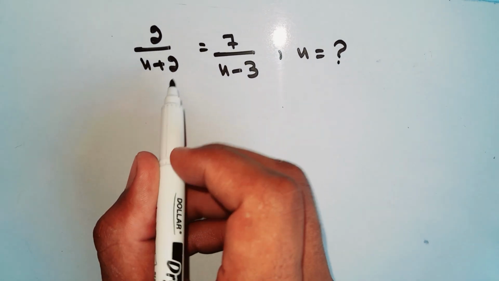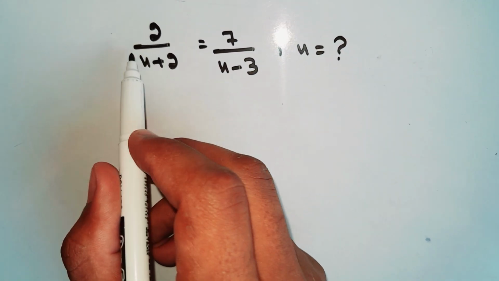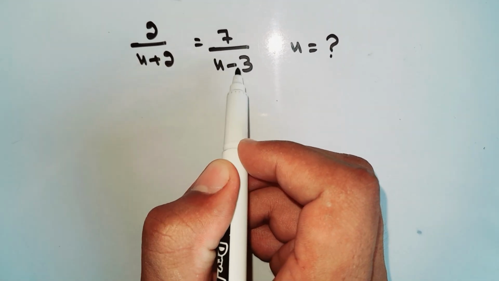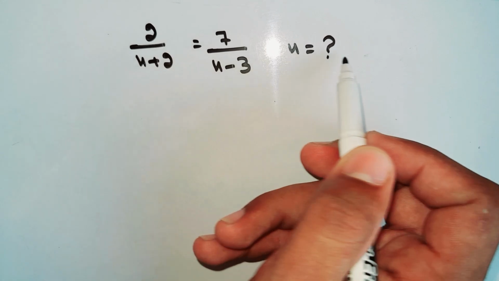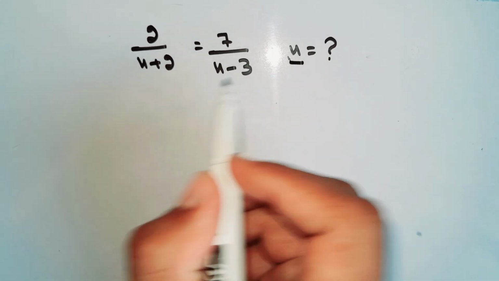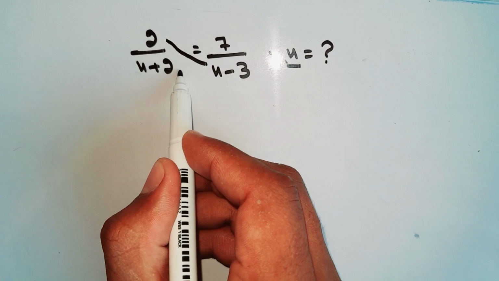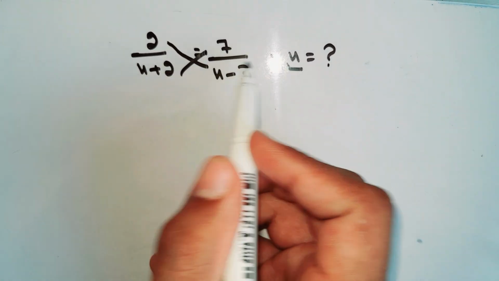In this video we are going to solve this problem: 2 upon x plus 2 equals 7 upon x minus 3. x is equal to what? We have to find the value of x. So here we use a method called BCM, by cross multiplication.